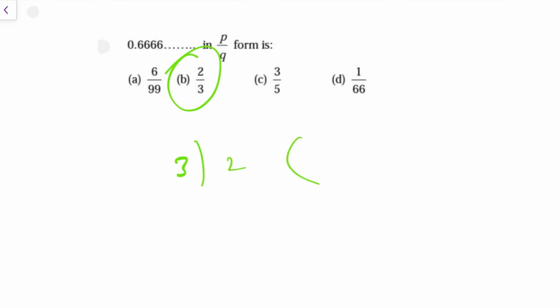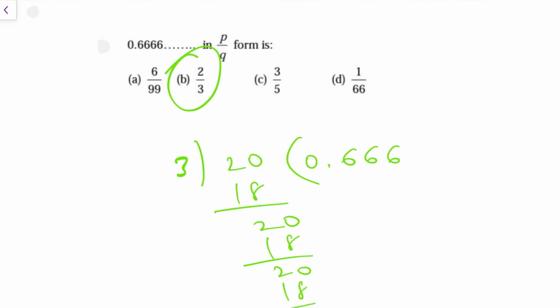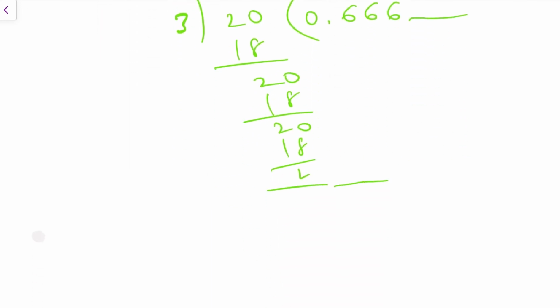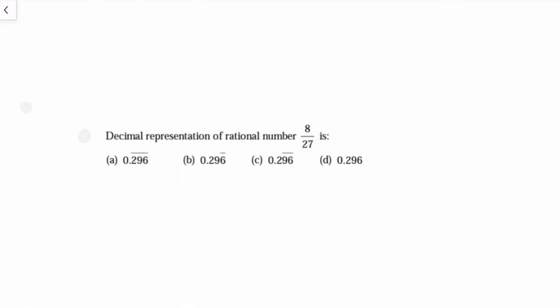In the 3 table, 2 won't come, so 0.0. 3 6s are 18, 2 remainder, again 0. 3 6s are 18, 2 remainder again. It continues like that only. So 0.66666 and so on, which means the answer is 2 divided by 3. Because if 3 is there in the denominator, it won't ever end.